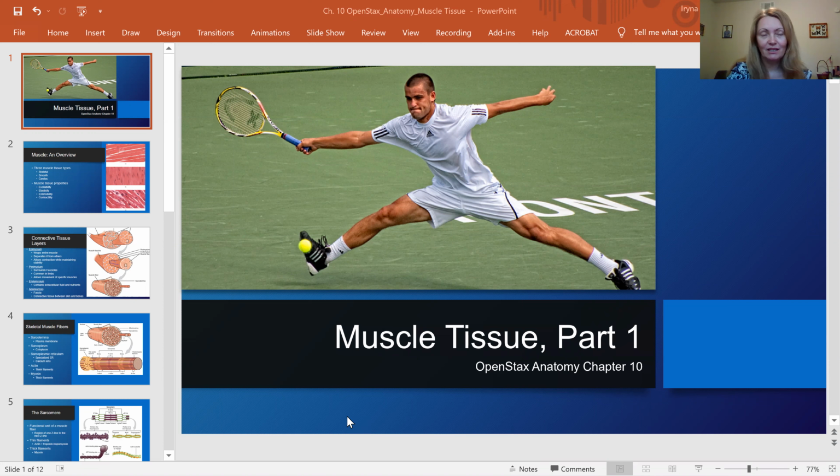So, overview of muscle tissue. We have three types of muscle tissue: skeletal muscles, smooth muscles, and cardiac. All muscle tissue includes such properties as excitability, elasticity, extensibility, and contractility.